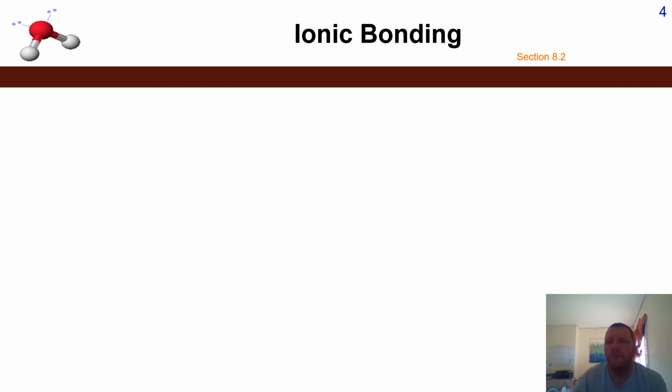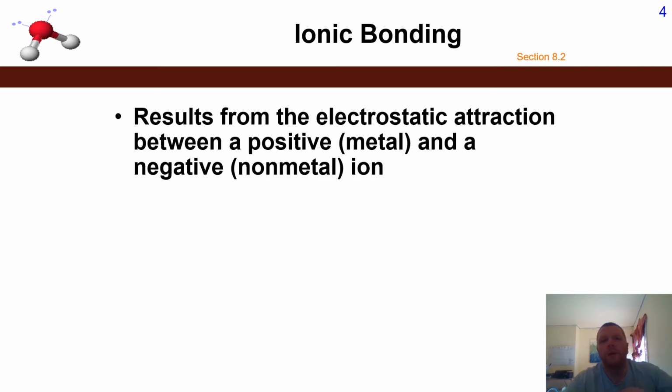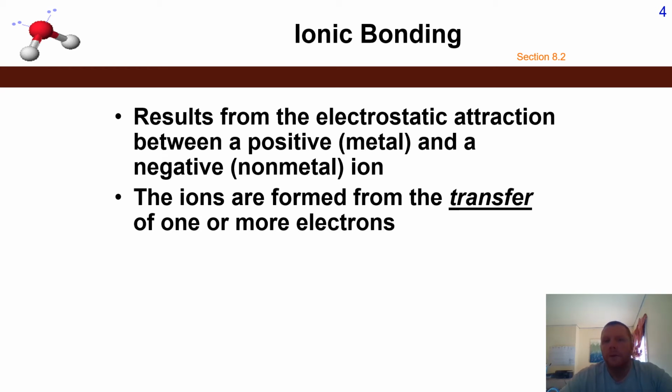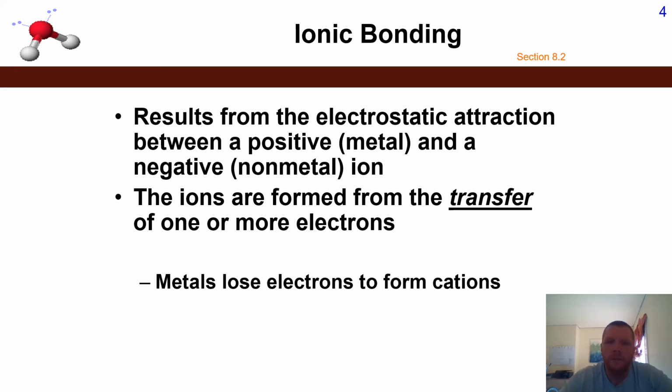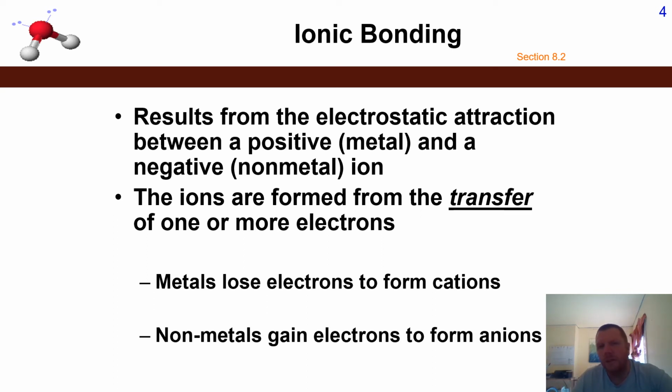All right, now to dig deeper into ionic bonding. Ionic bonding results from an electrostatic attraction between a positive metal and a negative nonmetal. The ions are formed from the transfer of one or more electrons. We've talked about ionic compounds, but we haven't really talked about ionic bonds. Now, in general, and I'm trying to think of an outlier to this, a metal is going to lose electrons to form a cation, and a nonmetal is going to gain electrons to form an anion. We've already talked about this.